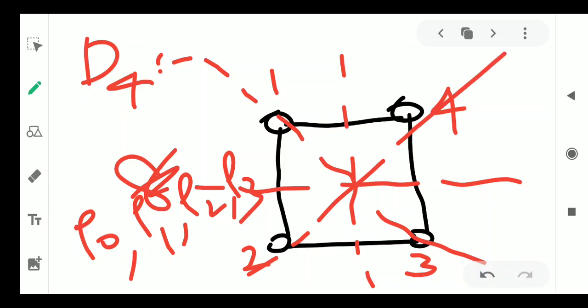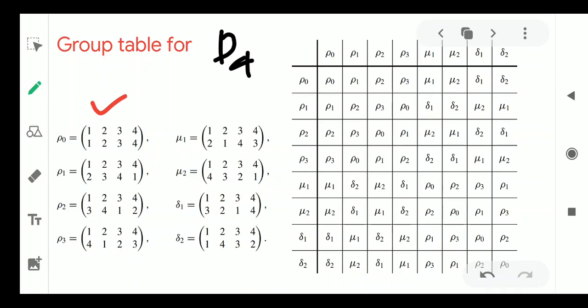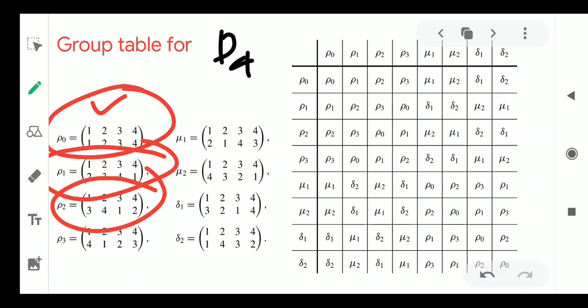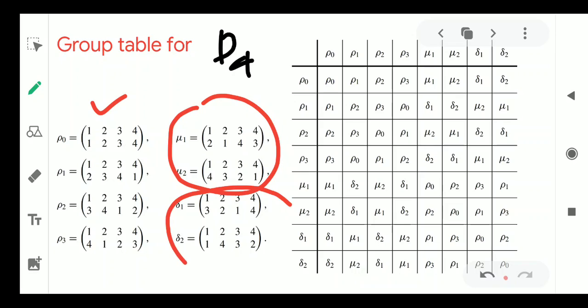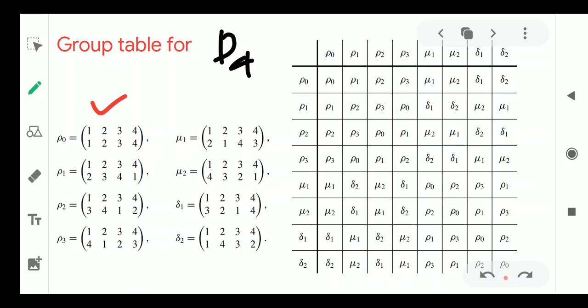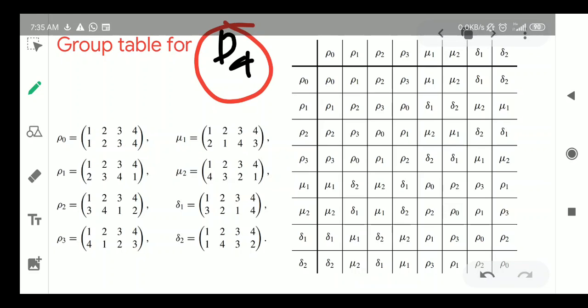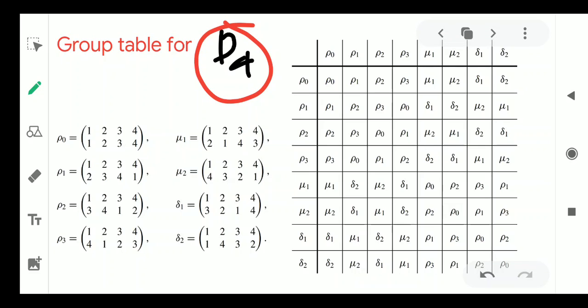So you can talk about 8 types of symmetries, and those 8 types of symmetries are written here. This is rho naught, rho 1, rho 2 and rho 3. Carefully observe, they are the rotations, and these are mirror reflections, and these are 2 diagonal flippings. Using those 8 things, I can make this D4 as a group of symmetries of a square. So this is a group table.